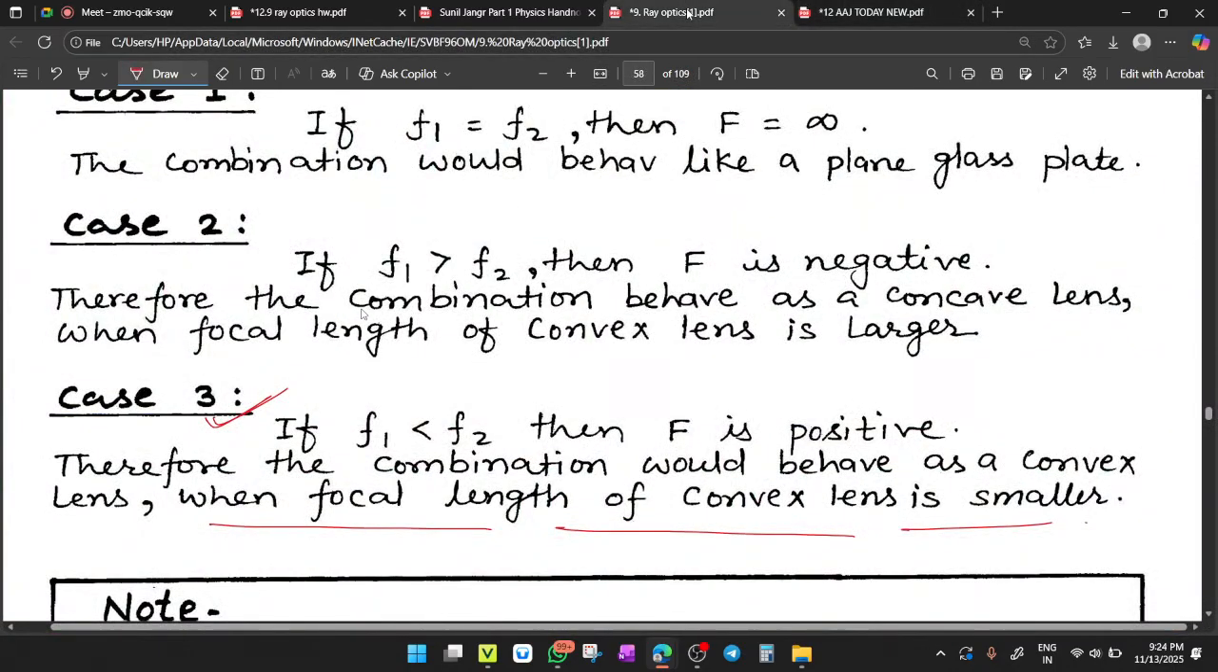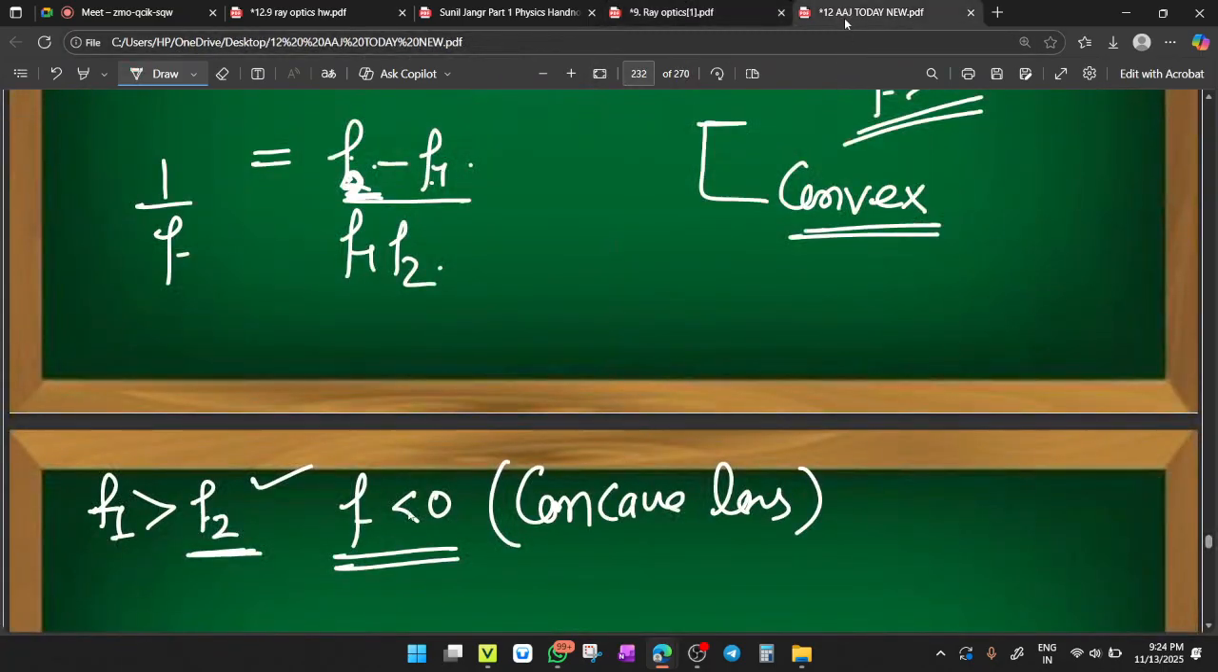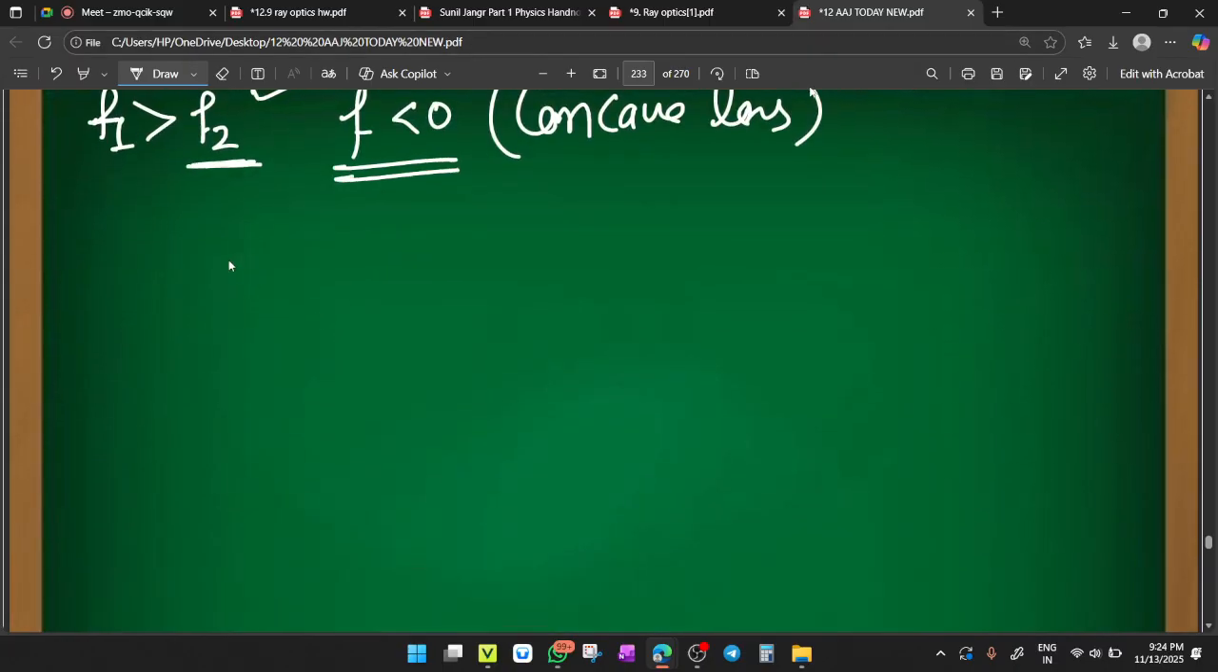So if f1 is greater than f2, then total f is negative. Therefore, the combination behaves like a concave lens when the focal length of the convex lens is larger and that of the concave lens is lesser. Clear? Now, when f1 equals f2, when both lenses have equal power, or you can say equal focal length, then what will happen?